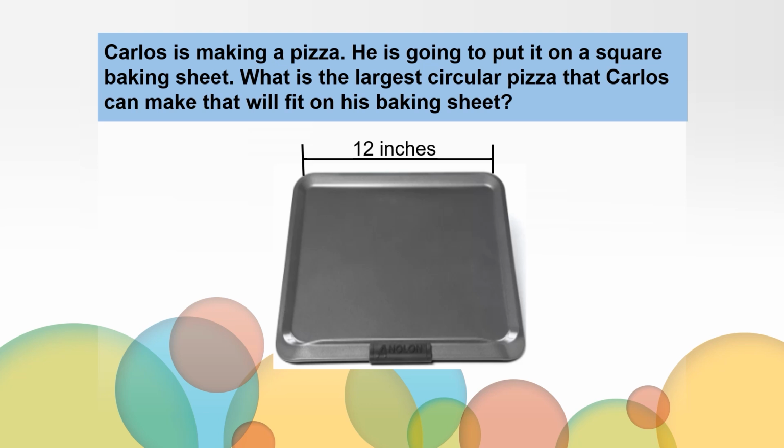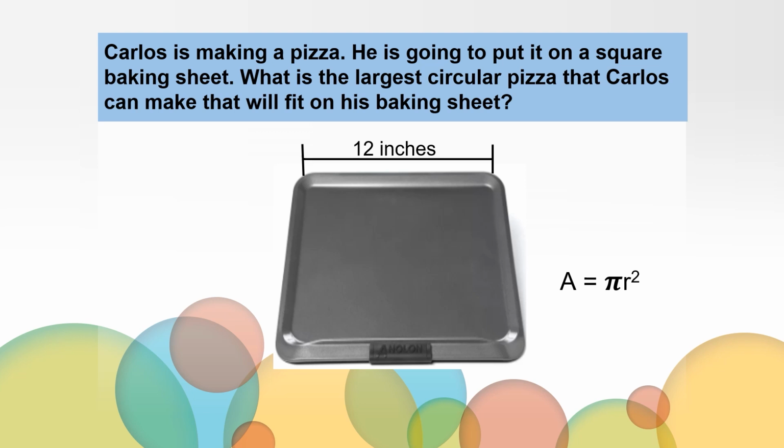Let's think about what information we'll need to be able to figure out the largest possible circular pizza that Carlos will be able to make on his square pan. I know that if we're thinking about how much of the baking sheet the pizza will cover, we're going to need to find the area of the pizza. And the formula for finding the area of a circle is area equals pi times the radius squared, or pi r squared. It looks like we're going to need to find the radius to find the area of this circle.